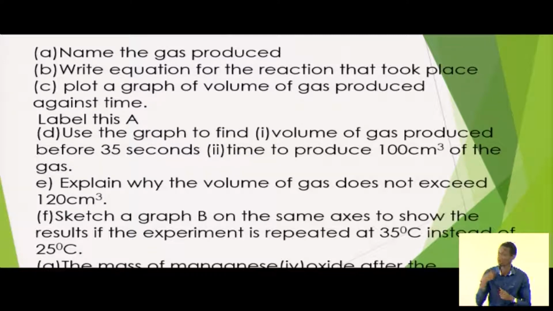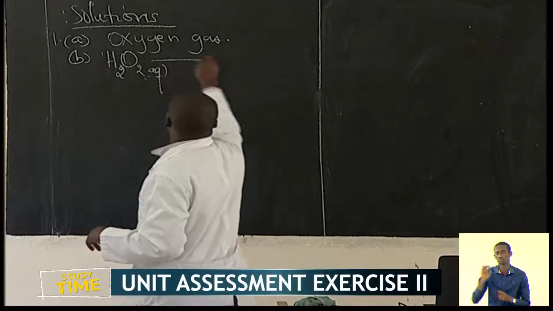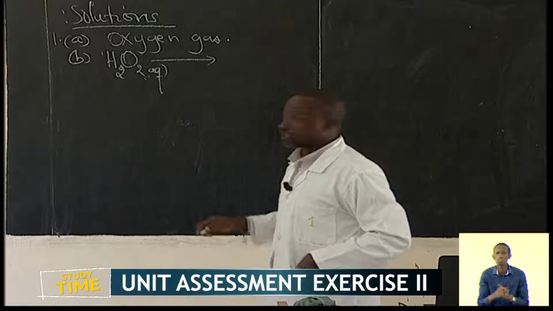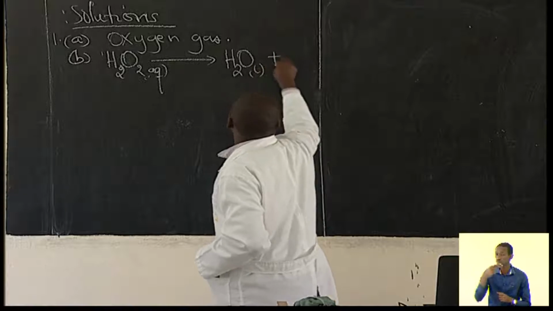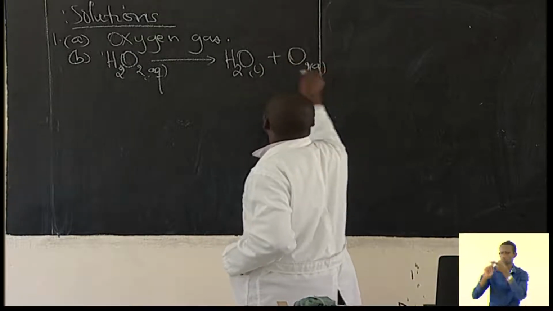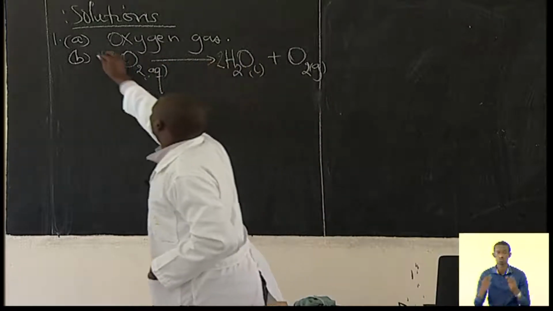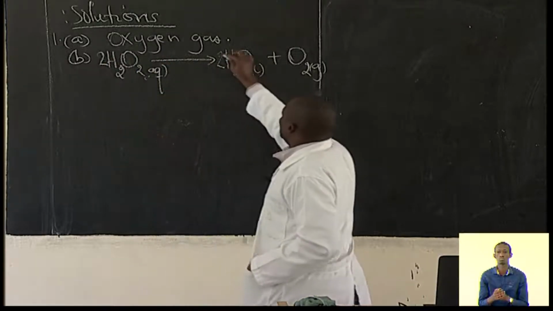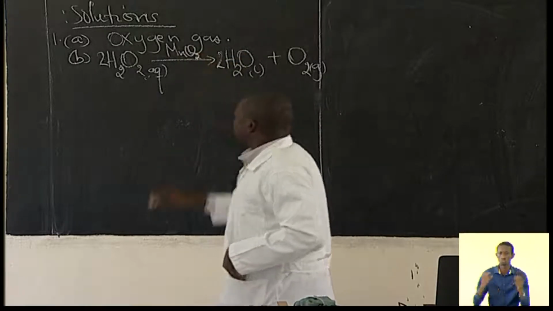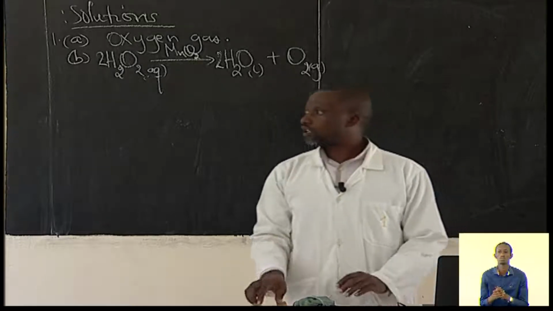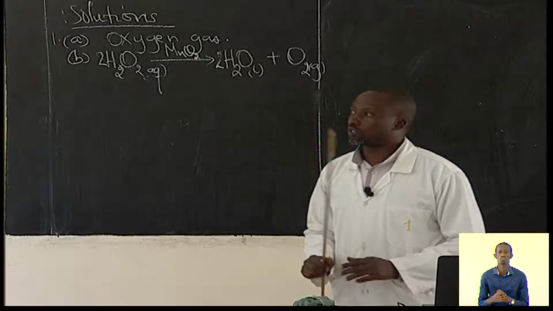So it is hydrogen peroxide, 20 volumes of hydrogen peroxide, decomposing. They decompose into water plus the oxygen gas, that is 2H2O2 giving 2H2O plus the oxygen gas, with manganese 4 oxide. So that is the reaction showing the decomposition.